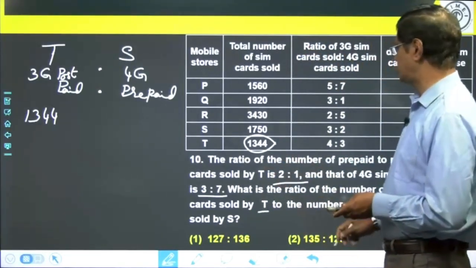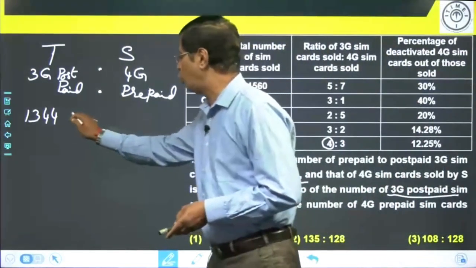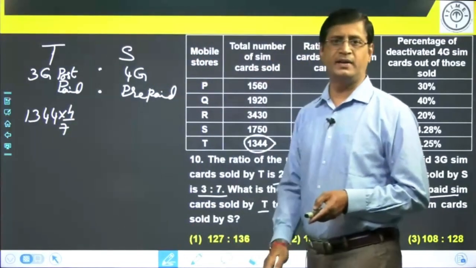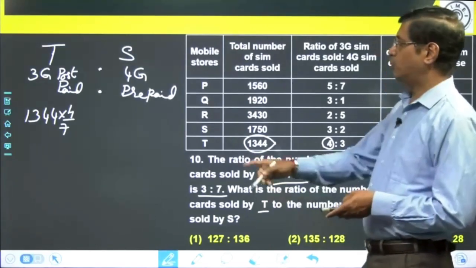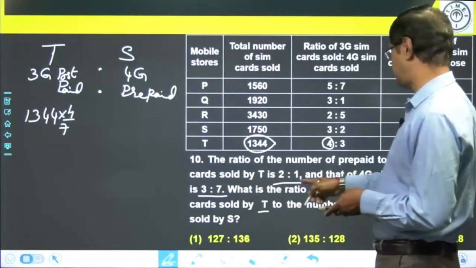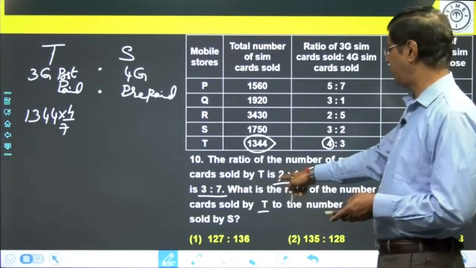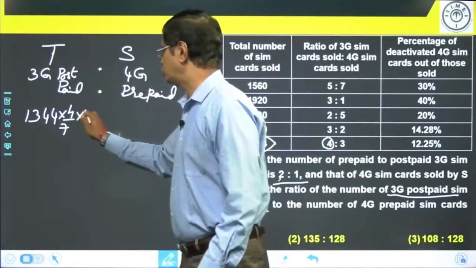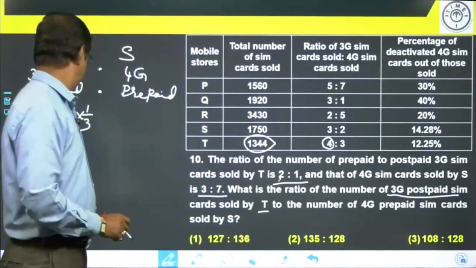But here 3G is asked. 3G means, what is the 3G part here? 4 parts. 4 parts means 4 by sum of the ratios. In that, prepaid to postpaid. Now postpaid we need to observe. Prepaid to postpaid, the SIM cards of 3G is 2:1. 2:1 means 2 parts is equal to prepaid, 1 part is equal to postpaid. So here 1 by sum of the ratios. Okay.